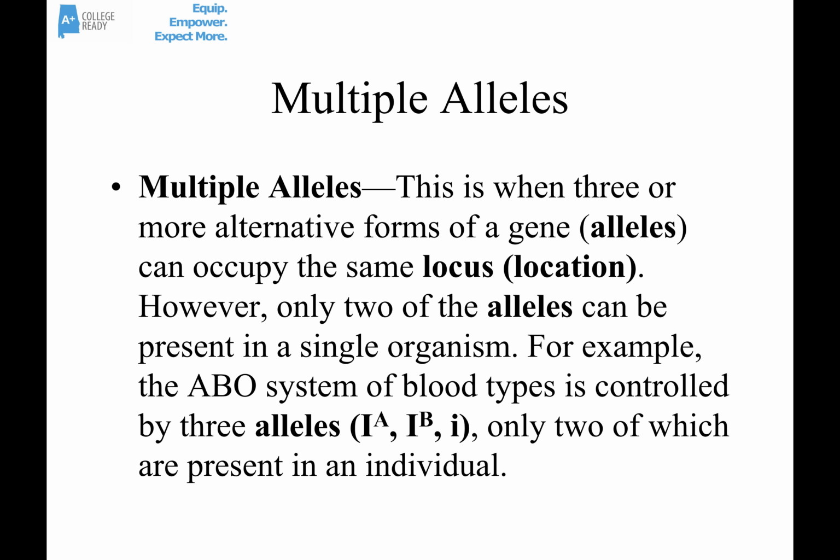For example, the example we looked at just a second ago in the ABO blood system, there are three different possible alleles. There's the allele for A, there's the allele for B, and there's the allele for O. Each individual only gets two of those, but they can get any combination of two of those.